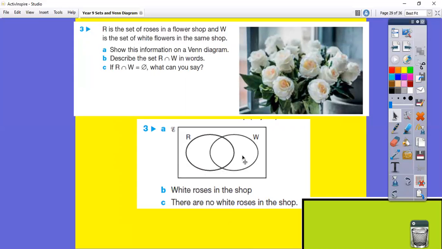It doesn't tell us the numbers, so we can't put anything numerical in there. All we can say is here's a set of red, here's a set of white. And if it asks us to describe, because this is empty, we say there's no intersection. There's no commonality, so it's empty. Describe the set R intersect W in words: there are no white roses in the shop. This describes this set, and there are no white roses in the shop.